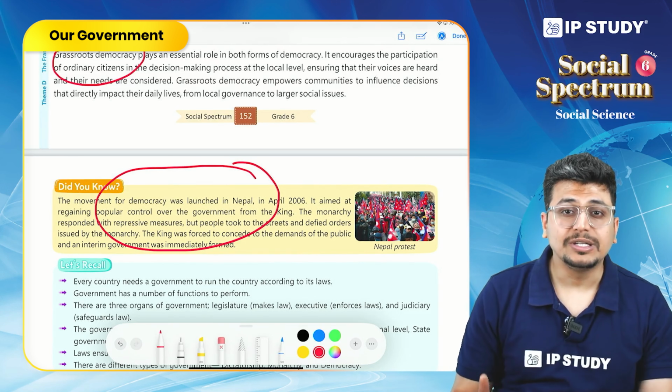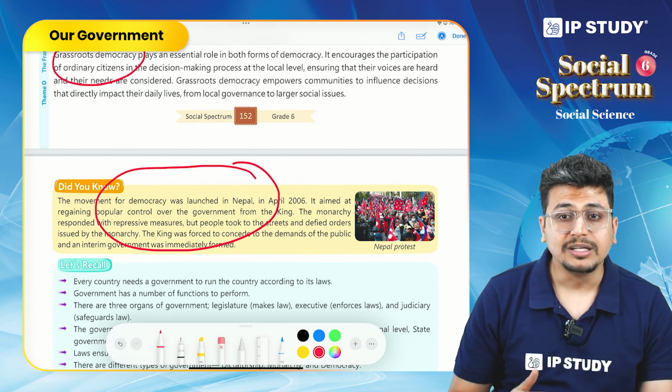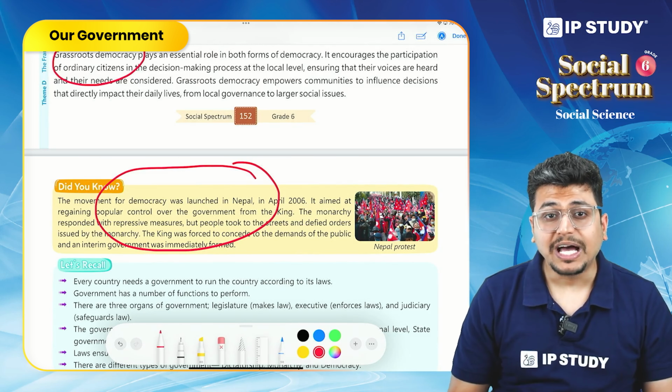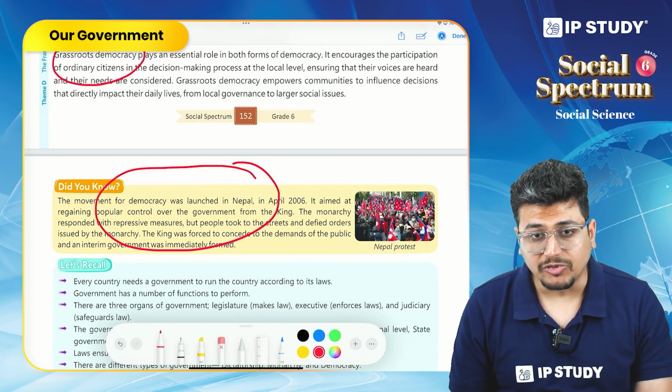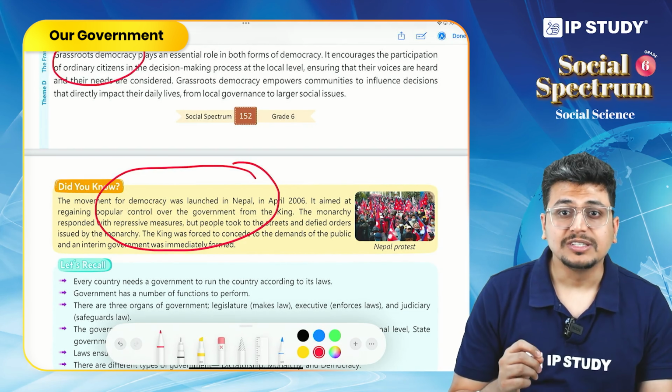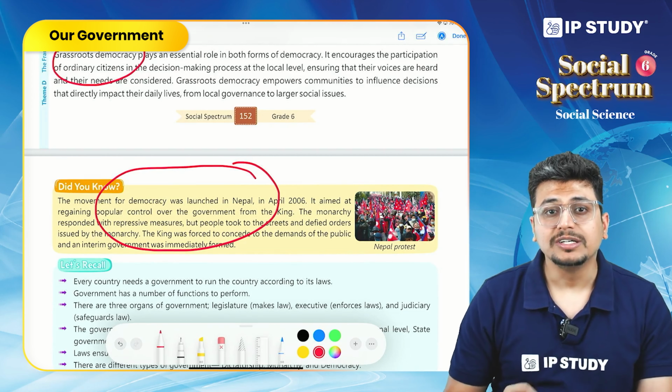And you can see similarly in Bangladesh, Pakistan, Afghanistan, many other countries where people have demanded a democratic form of government. Why? Because it is the form of government which gives the common people all the power.